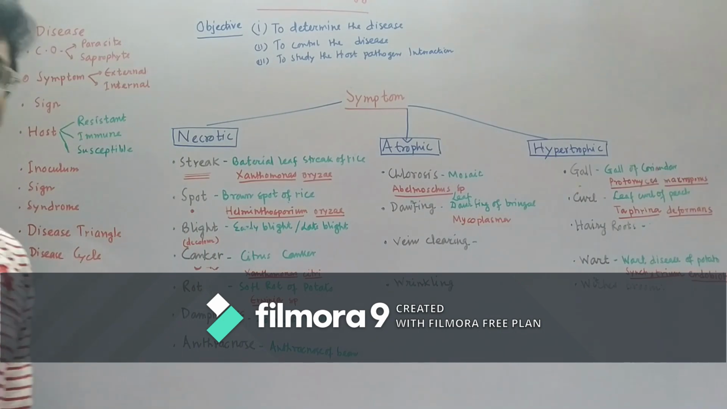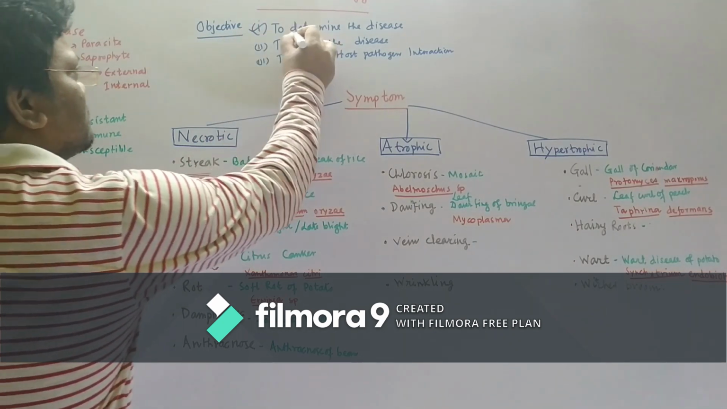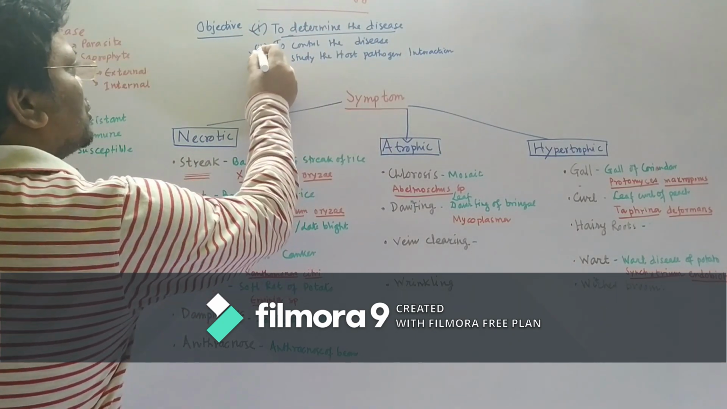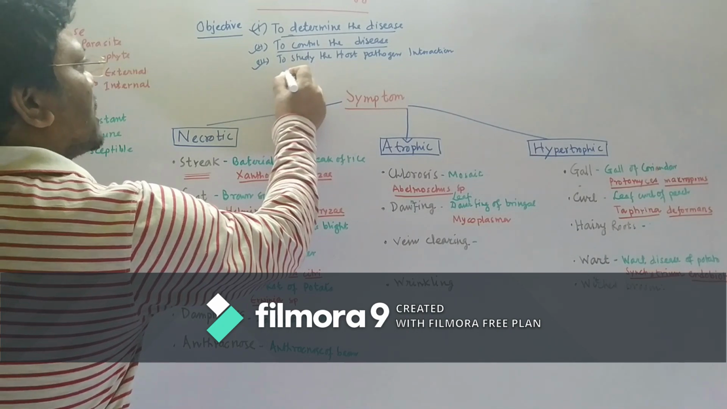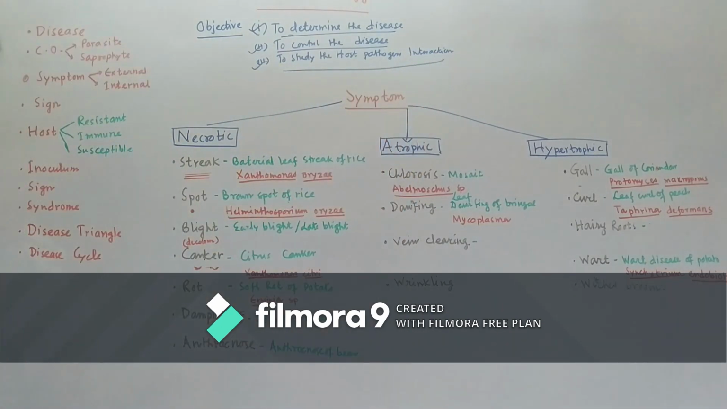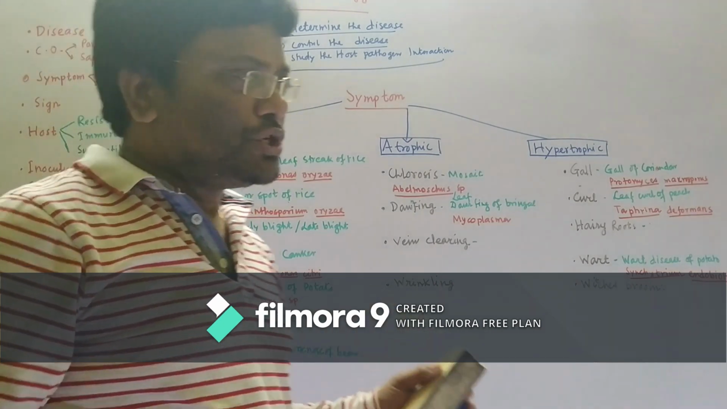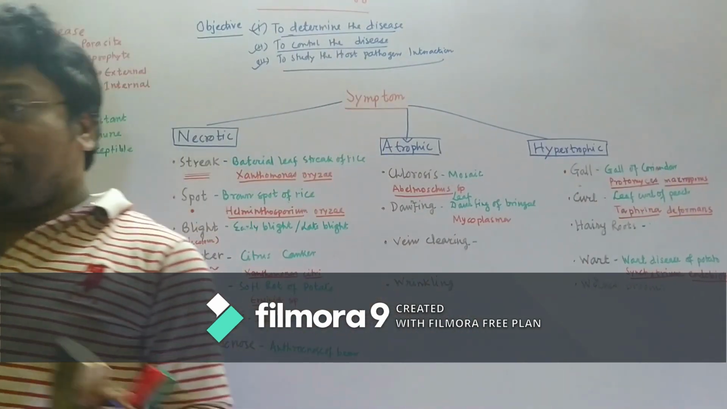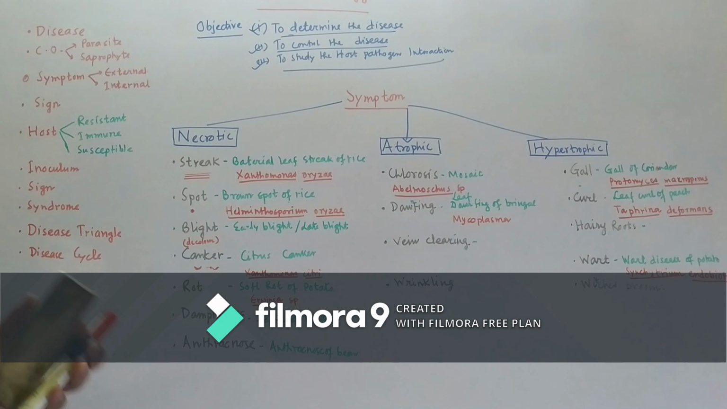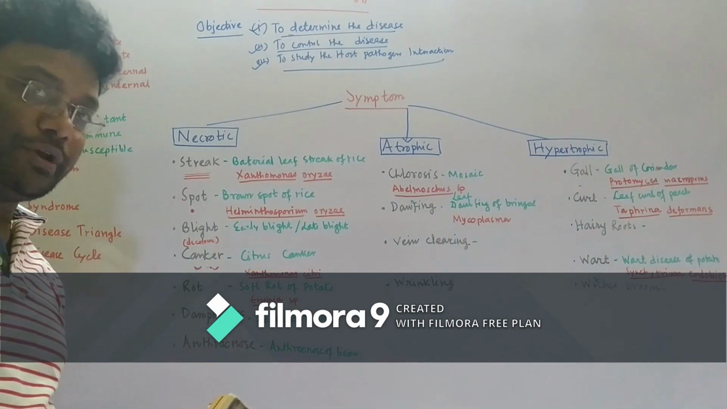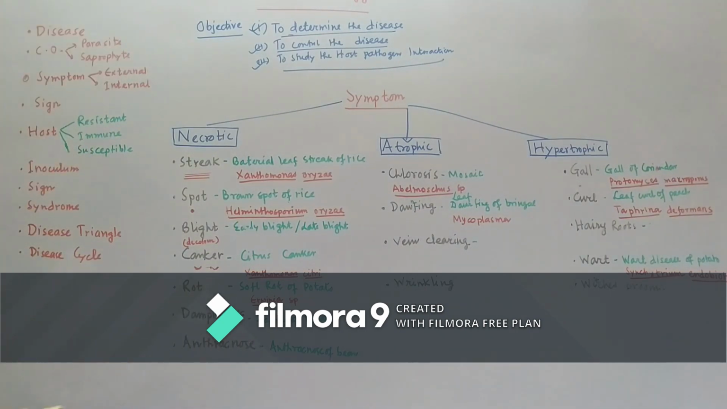There are three objectives in plant pathology: to determine the disease, to control the disease, and to study the host-pathogen interaction. Plant pathology is a subject in which we study plant pathogens, plant diseases, and their scientific control measures.